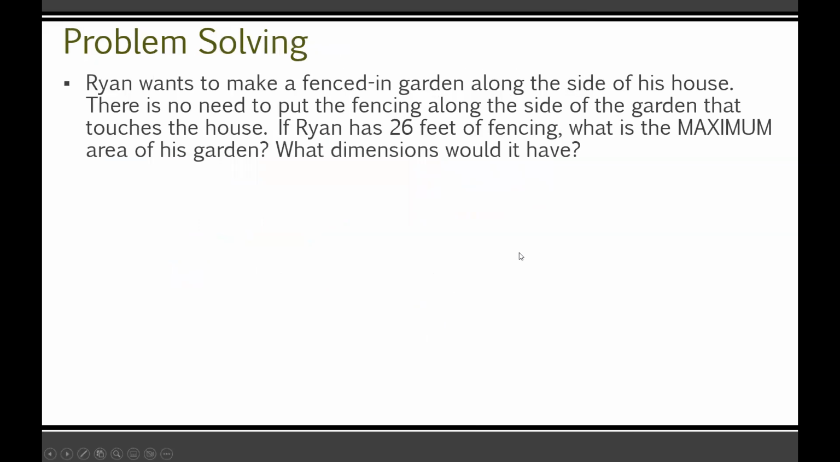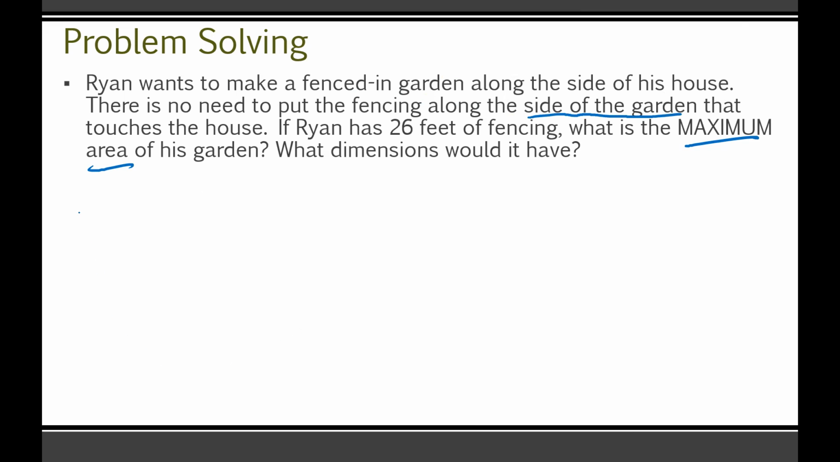So here's the first one. Ryan wants to make a fenced-in area along the side of his house. There's no need to put the fencing along the side of the garden that touches his house. If Ryan has 26 feet of fencing, what is the maximum area of his garden? What dimensions would it have? So we're looking to maximize the area of his garden. We got to assume that the garden is going to be a rectangular shaped garden. Now remember, he doesn't have to put fencing along the side of the garden that touches his house. Draw a picture on this one, pause the video here, give it a try.